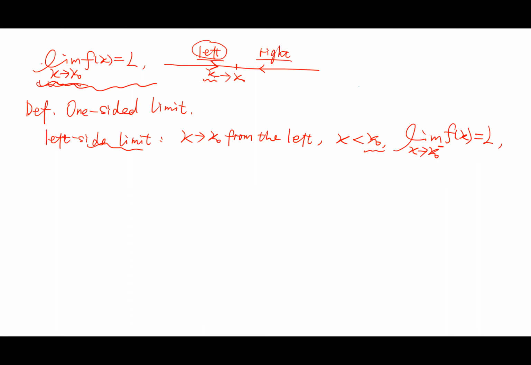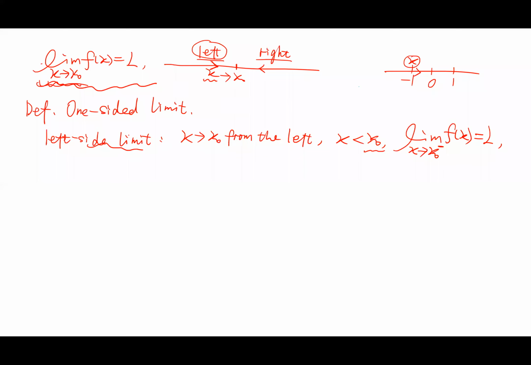Because that is from the left. For example, here is 0, here on the left is -1, negative, and here is 1, right? If we want x to approach 0 from the left, that means x is smaller than 0, right? Can you understand now? Yes. Okay, so here is the left side limit.